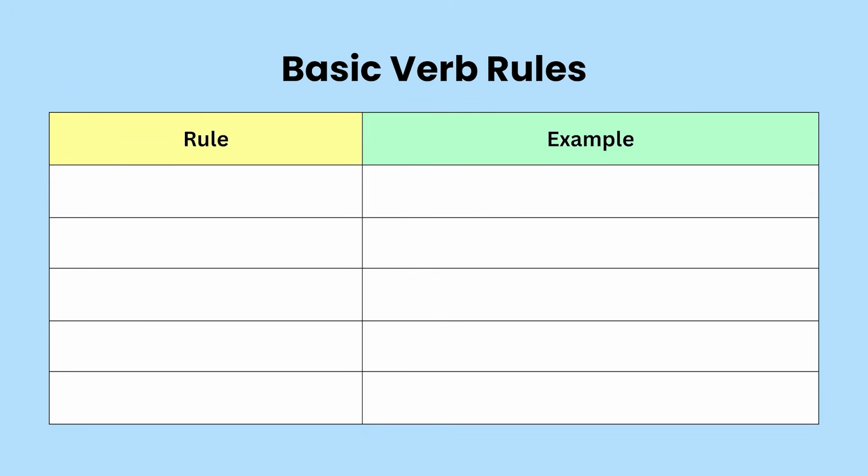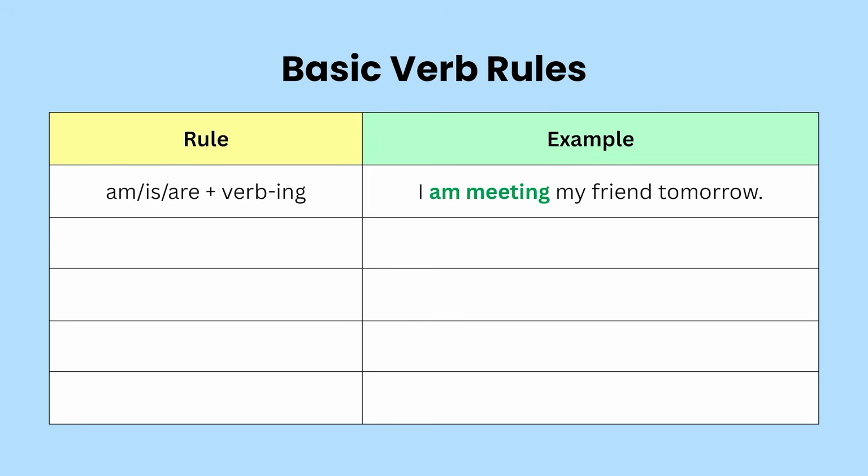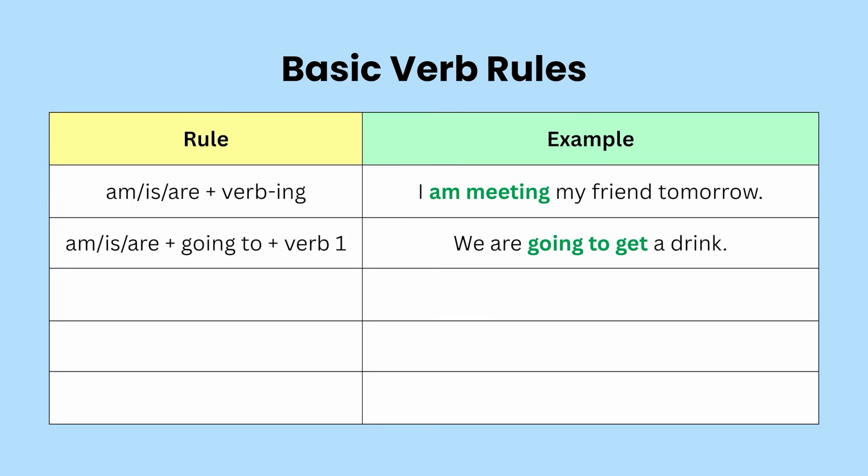Now, let me show you some basic verb rules in English. So the first rule is am, is, or are plus verb ing. For example, I am meeting my friend tomorrow. We would not say I am meet. That will be incorrect. Am, is, are plus going to plus verb 1. So if you've got going to, well, then you need verb 1. We are going to get a drink. Will plus verb 1. So like that example on the previous slide, it was people will travel more in the future. Okay, remember will plus verb 1.